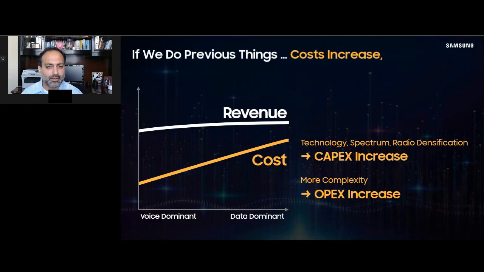But fundamentally, we've talked about this curve a lot over the years. Costs are going to go up over time if we continue to do things the way we always have, right? So all of these different solutions, whether it's new technology, new spectrum, or densification, are driving a potential increase in CapEx and OpEx, right? And for operators, revenue has been increasing, but not increasing at the same pace. And so what do we do about that?